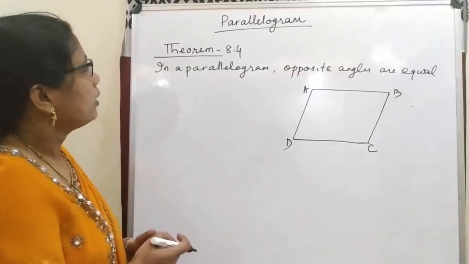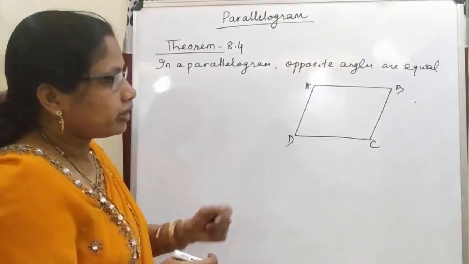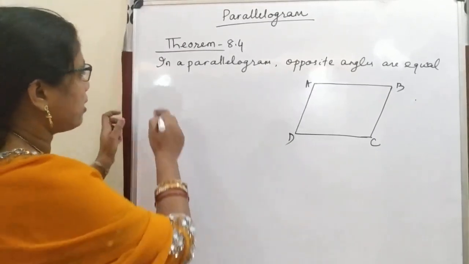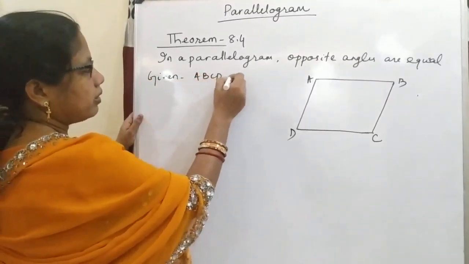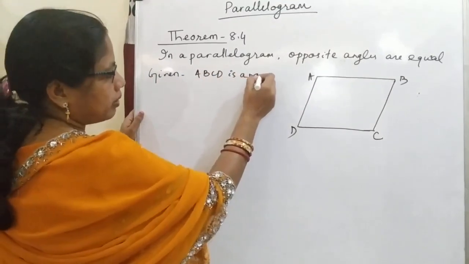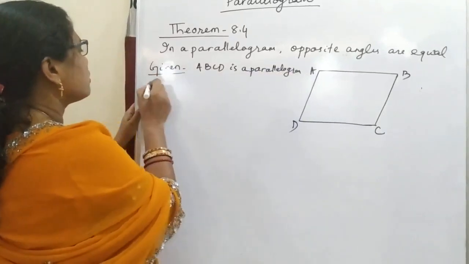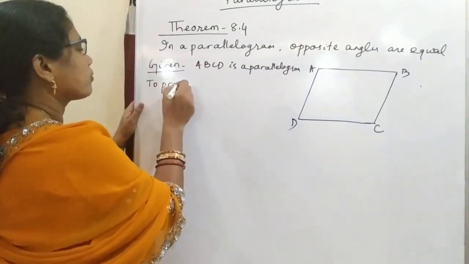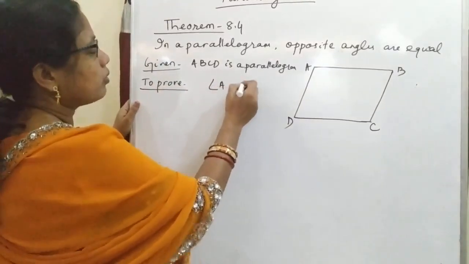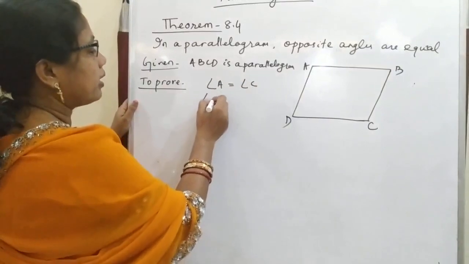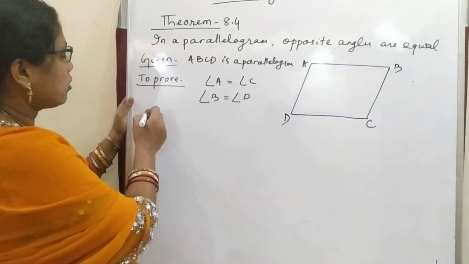Next theorem: in a parallelogram, opposite angles are equal. So here it is given that ABCD is a parallelogram. Then to prove opposite angles are equal, that means angle A will be equal to angle C and angle B is equal to angle D. Then construction.